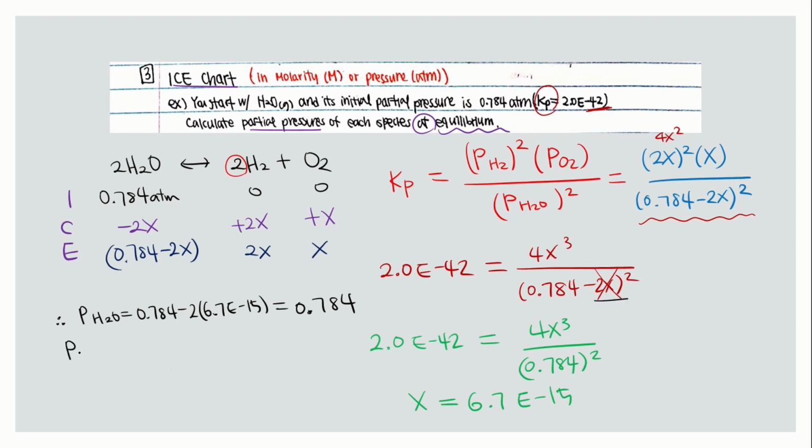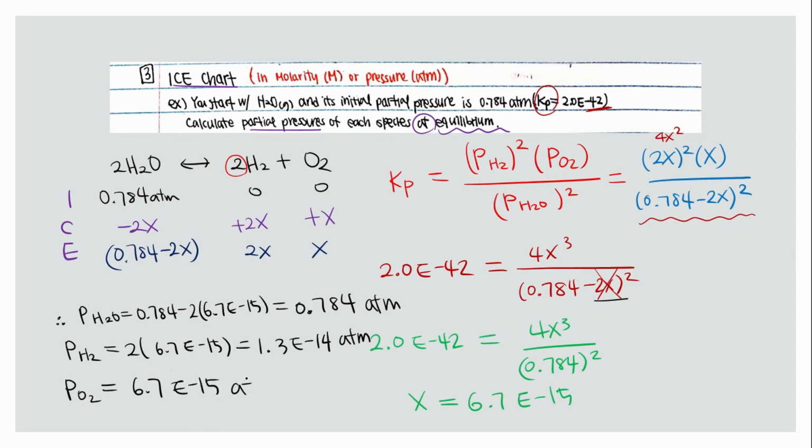And for hydrogen, it will be 2x, so 2 times 6.7 E negative 15, which gives you 1.3 E negative 14. And you cannot forget the unit, which is atm. And lastly, for oxygen, it equals the value of x, so it will simply be 6.7 E negative 15 atm. And these will be your final answers.